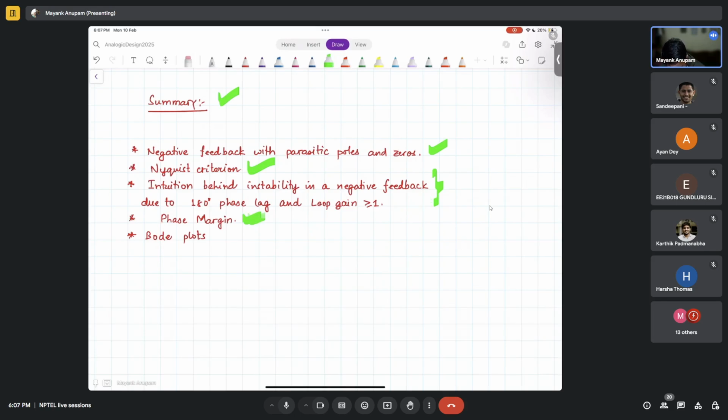Then we will look briefly at what is phase margin, and we'll talk a little bit about Bode plots. So this is basically what we covered in week 3, and what I'll be covering today. Before that, let me ask you this: in the week 2 assignment, do you have any doubts?